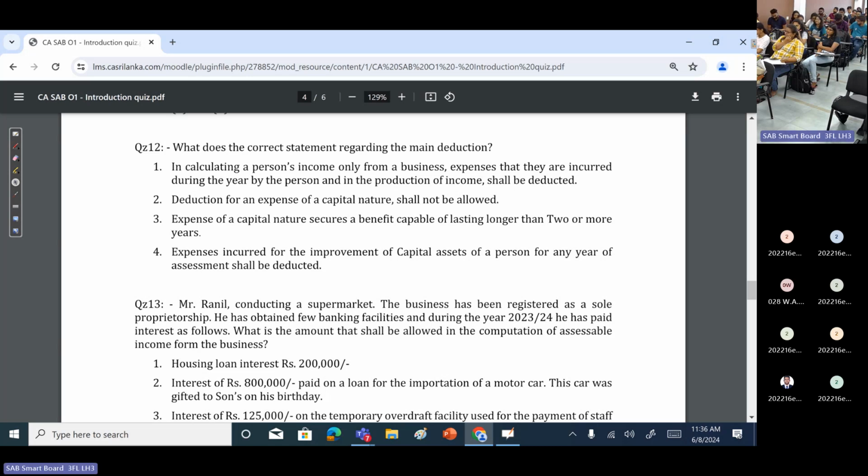This is incorrect, right? The law says lasting longer than 12 months. It says 2 or more years, but the law says 12 months. This is also incorrect. The correct statement is 2. Clear?